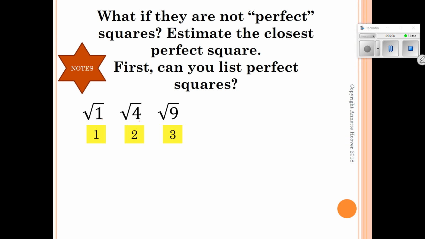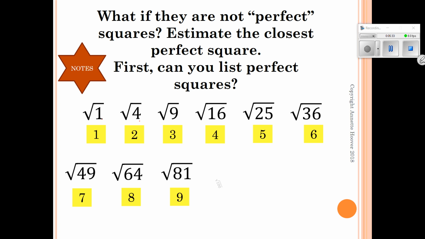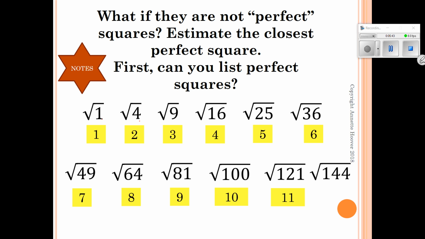What do you think the next square root would be? 4 times 4. Square root of 16, which is 4. 5 times 5. Square root of 25 is 5. Square root of 36 is 6. Square root of 49 is 7. Square root of 64 is 8. Square root of 81 is 9. Square root of 100 is 10. Square root of 121 is 11. And the square root of 144 is 12.